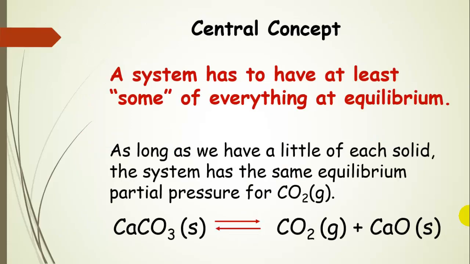Another really central concept, and I know that we've talked about this before, is that the system has to have at least some of everything at equilibrium. What that really means is that as long as we have a little bit of each solid, the system is going to have the same equilibrium partial pressure for carbon dioxide gas. So we can begin with a lot of calcium carbonate, or we can begin with a little bit, but as it decomposes, we're going to get the same partial pressure for carbon dioxide. And in the process, we'll make some calcium oxide.